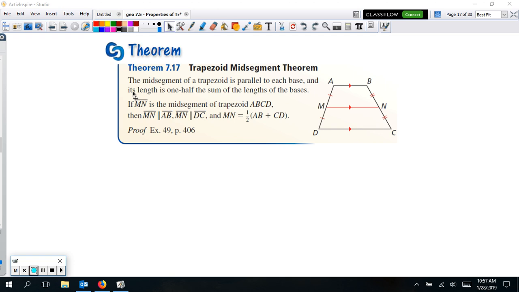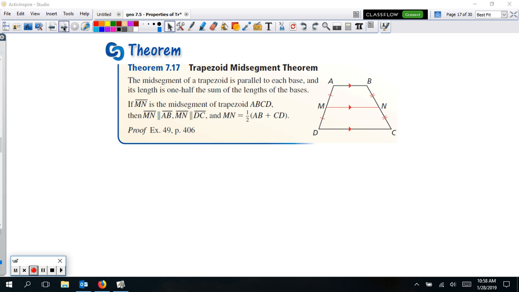And its length is 1/2 the sum of the lengths of the bases. So if you add the bases together and multiply by half, that would be the length of the mid-segment. That's basically what it's showing you down here. MN, which is the mid-segment, is equal to 1/2 of AB plus CD, AB being the top base, CD the bottom base. So if you add these two together and multiply by half, it will give you the length of MN.